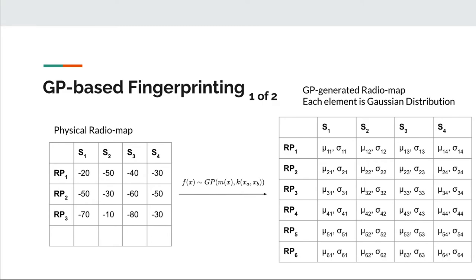We can achieve this because Gaussian process has learned the shape of the relationship between RSSI and localization. And therefore, based on the shape, we're able to predict RSSI at any location. And of course, for the GP-based fingerprinting, we're not actually using the RSSI value, but the Gaussian distribution of the RSSI value for each element in the radio map.